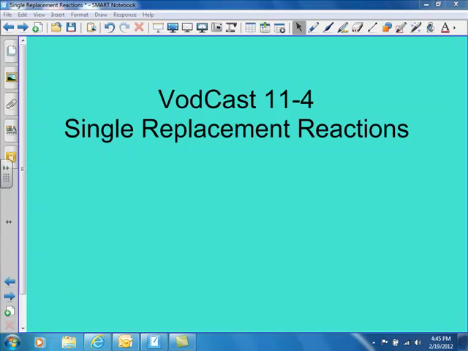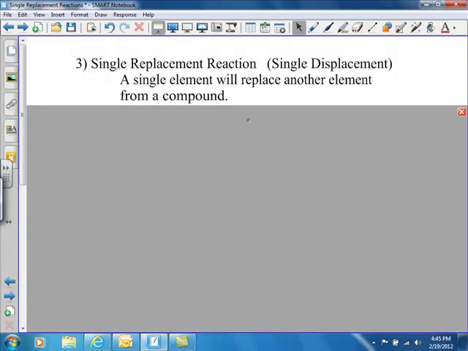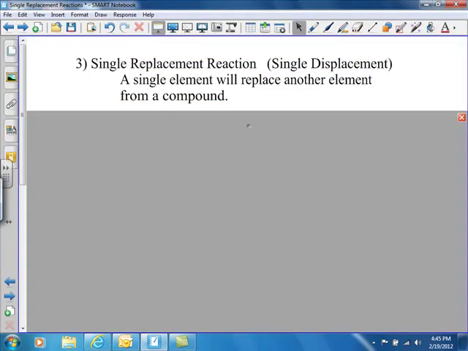Our next type of reaction in our series of chemical reactions is called a single replacement reaction. So far we've done two reactions. The first one was a synthesis, where you were actually making things or synthesizing things. The second reaction was a decomposition. Now, those are actually harder than this one. A single replacement reaction actually is not a real difficult reaction.